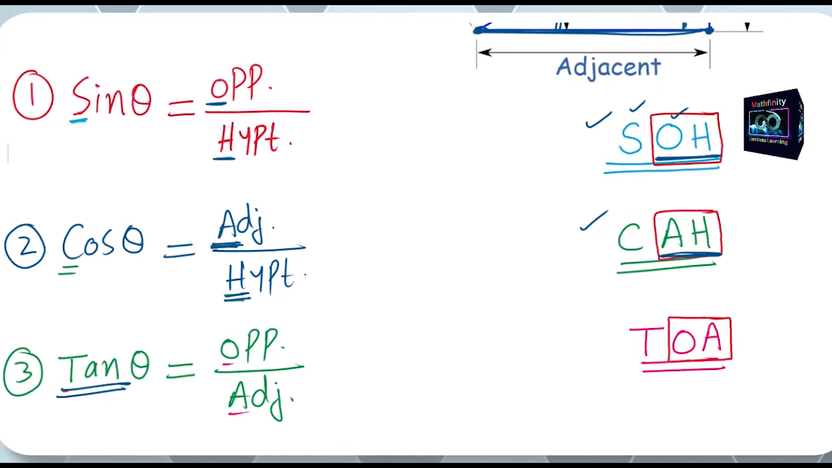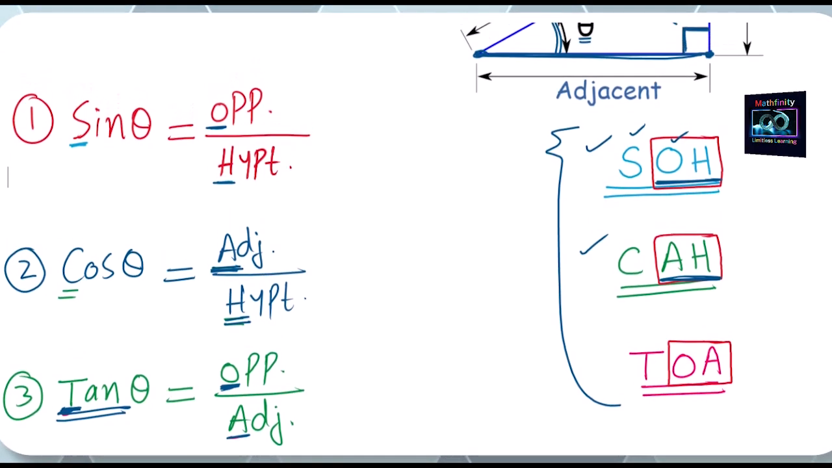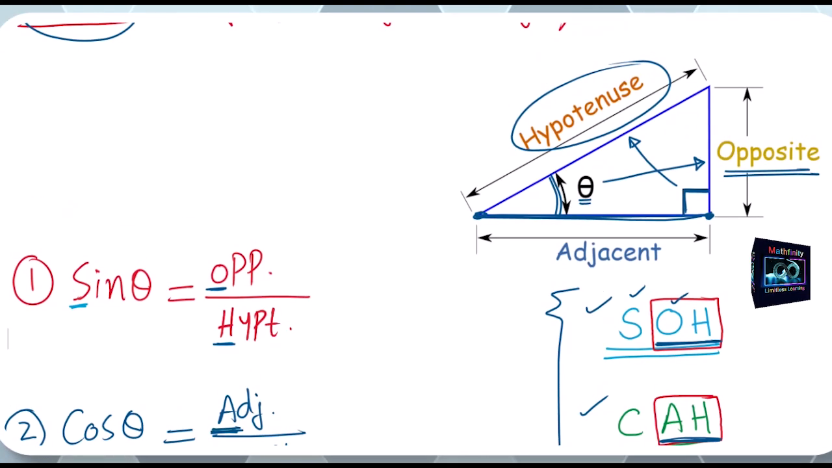Look here, T starts from tan. Tan is equal to opposite over adjacent. So if you memorize this, SOH CAH TOA, it will help you to solve the question. Guys, please keep these three formulas in your mind. You can apply them only on a right angle triangle. You cannot apply these formulas on case 2. If the triangle is not a right angle, that is case 2, we will discuss it later on.